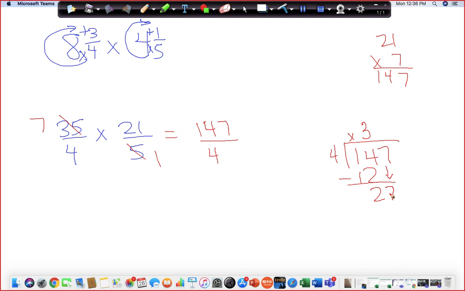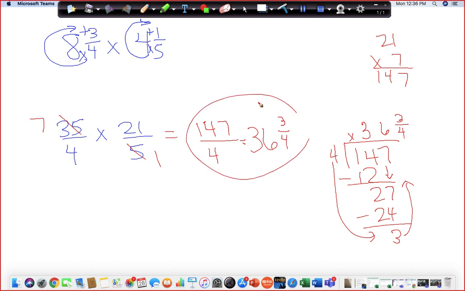Bring down the 7. 4 goes into 27 6 times. 6 times 4 is 24. Subtract. 7 minus 4 is 3. 2 minus 2 is 0. Bring up your remainder, and your divisor follows. So 36 and 3/4 is your final answer.